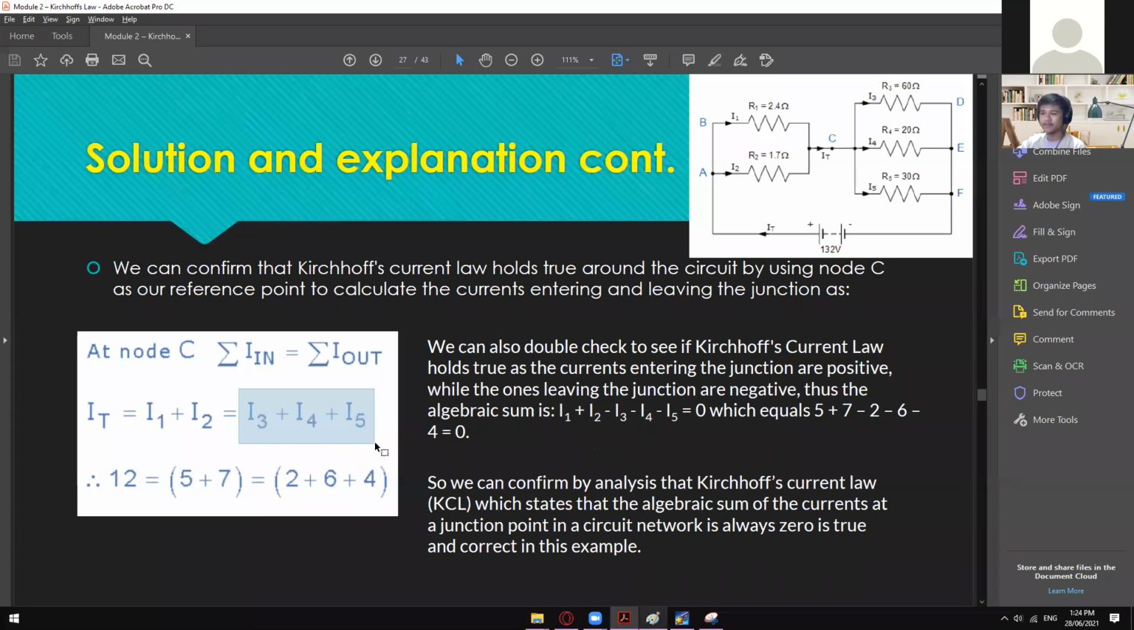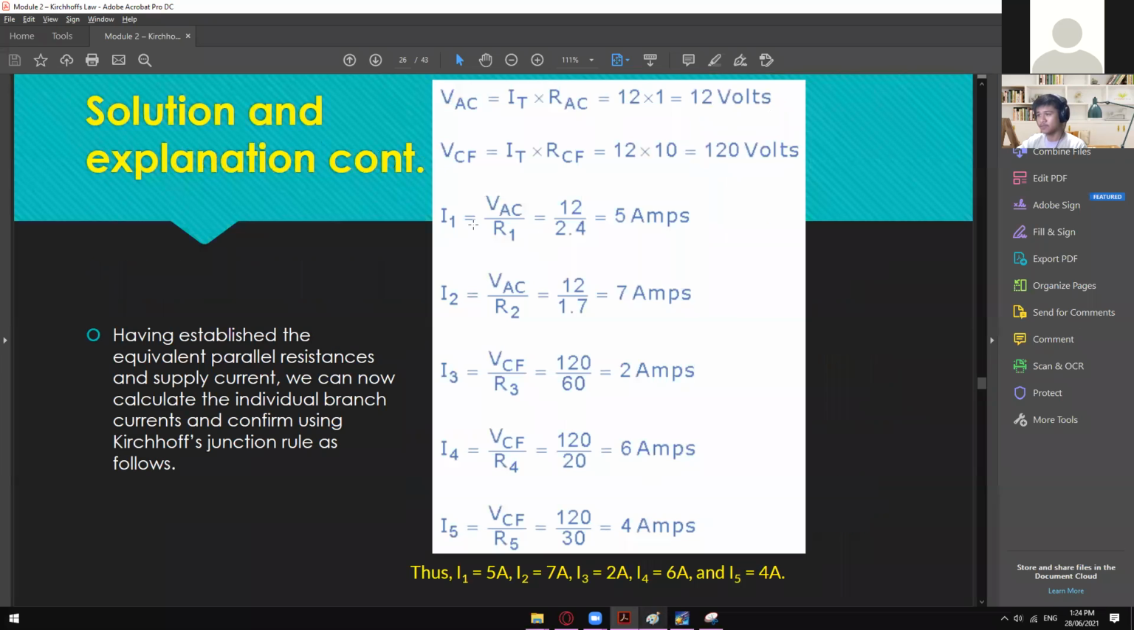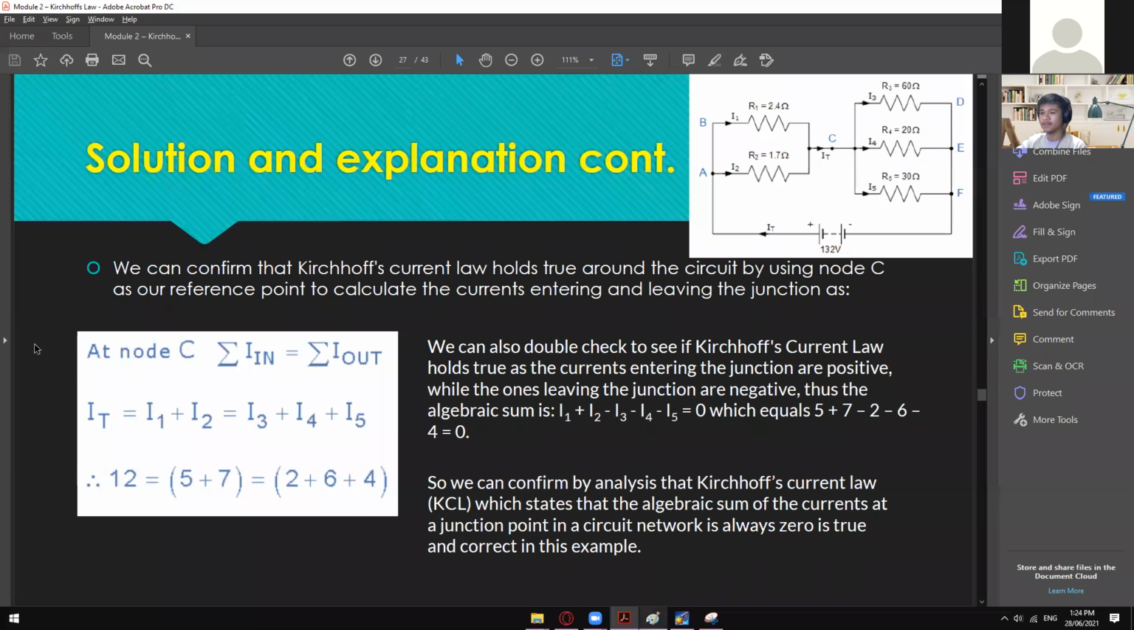How about I3, I4, and I5? So 2 plus 6 plus 4 is also equal to 12. With that, you have already verified that your values of I3, I4, I5, and I1 and I2 are actually correct, just by using Ohm's law in here. And then this one is with the use of the KCL.